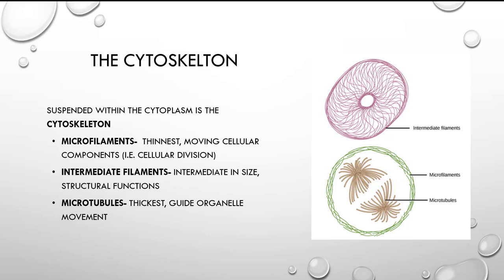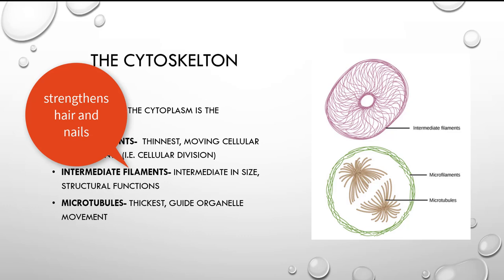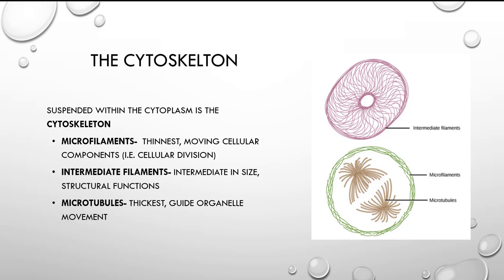Another important function of the intermediate filaments is strength. For example, if you touch your hair right now, your hair is made of keratin. Keratin is a compound that strengthens your hair and nails, and it's a type of intermediate filament. So keratin is found in your hair, which is one type of intermediate filament, and that serves a structural function.